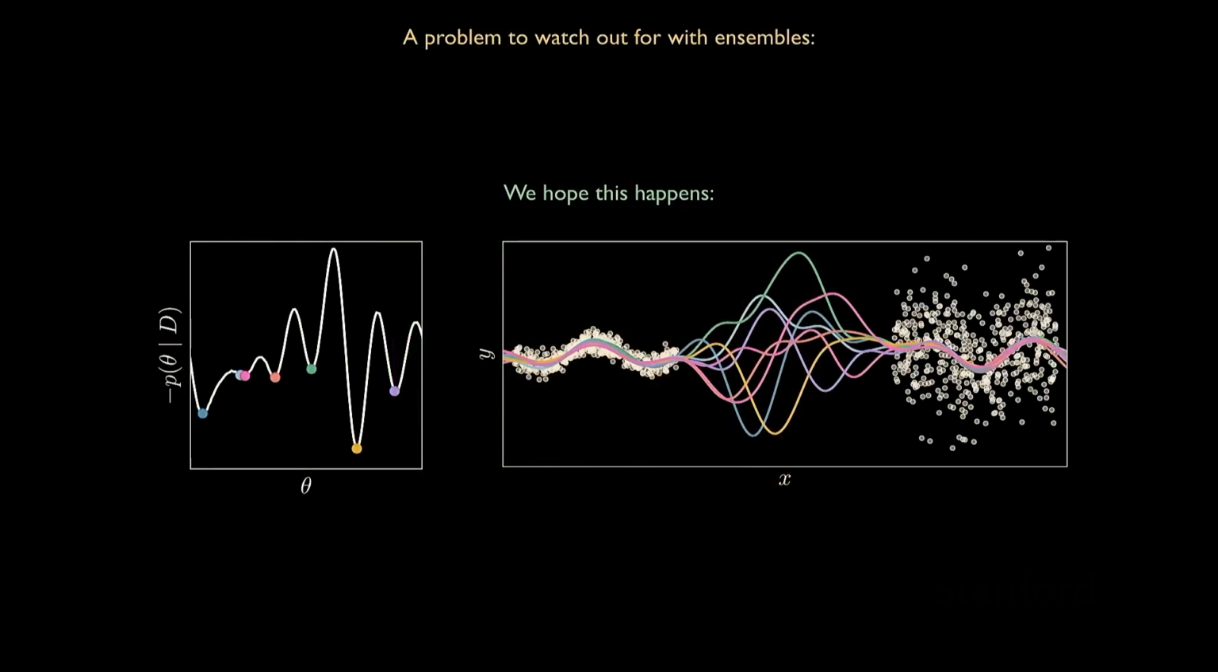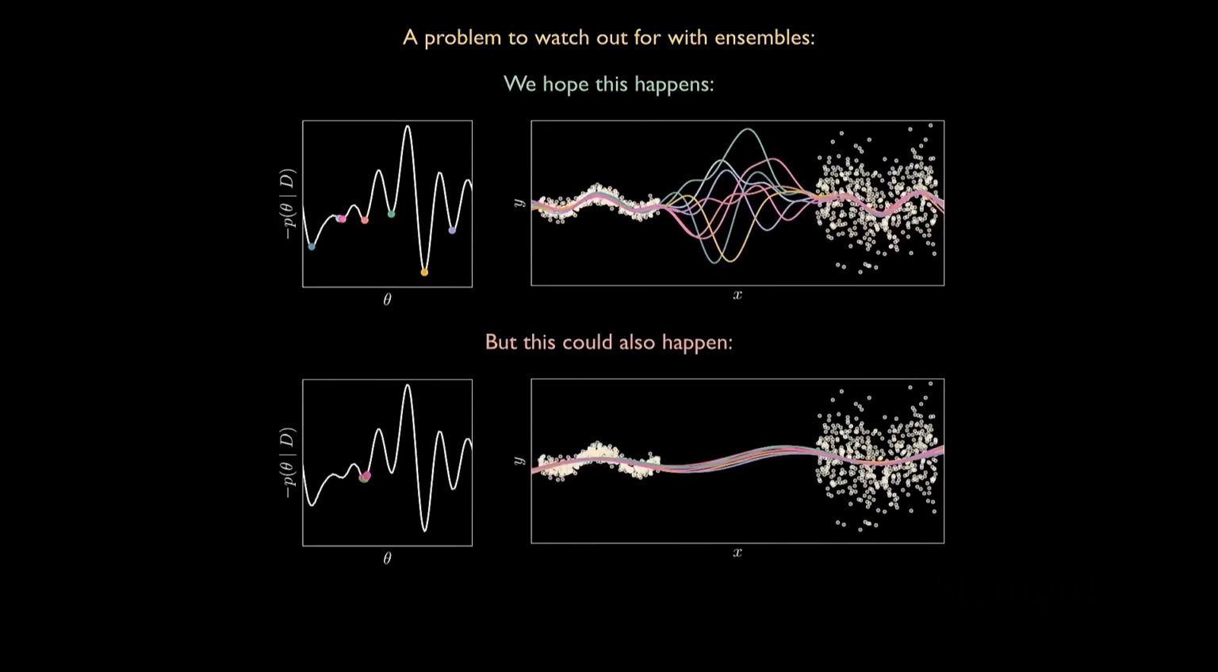So to get back to the question we just had, a problem to watch out for with ensembles: we hope that they end up in a whole bunch of different local minima, but there's not necessarily any reason to say that this couldn't happen where they all end up in the same local minimum, and then they all just collapse to the same thing, and they're going to be very confidently wrong.